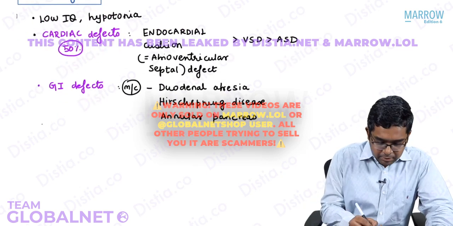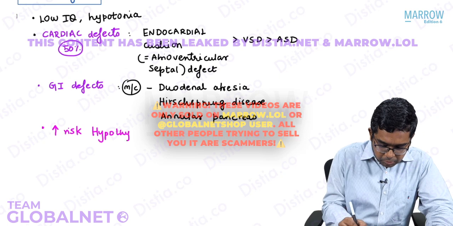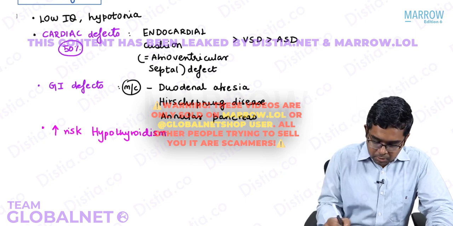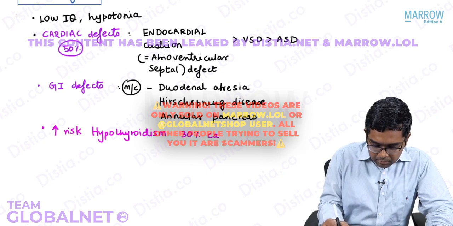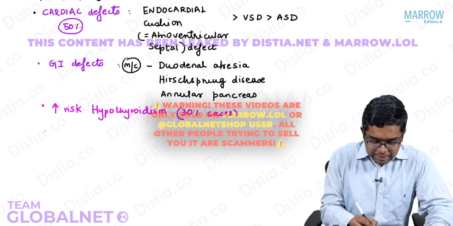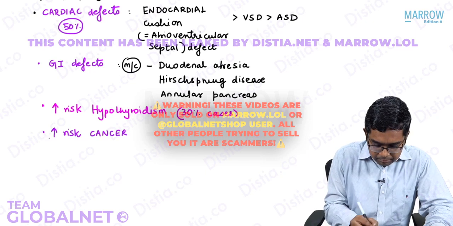They also have an increased risk of hypothyroidism. So it's very essential that you keep monitoring these children's thyroid function tests, and whenever it is detected, prompt treatment has to be started. In one-third of cases, or around 30% of cases, there is a risk of hypothyroidism which should be carefully monitored. These children also have an increased risk of cancers, and that too cancers of the blood.